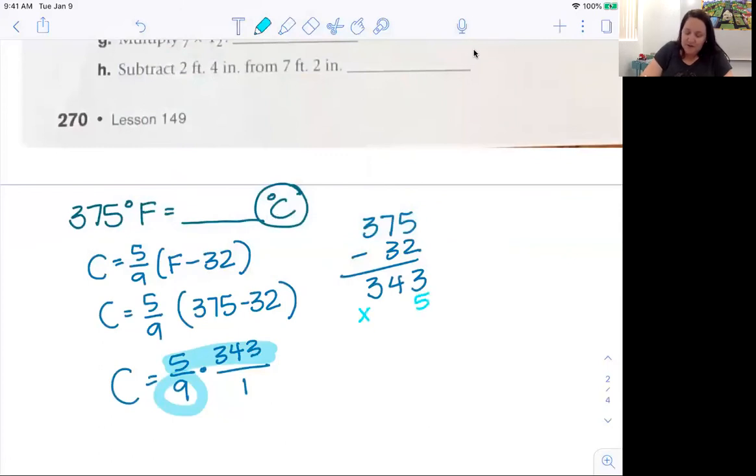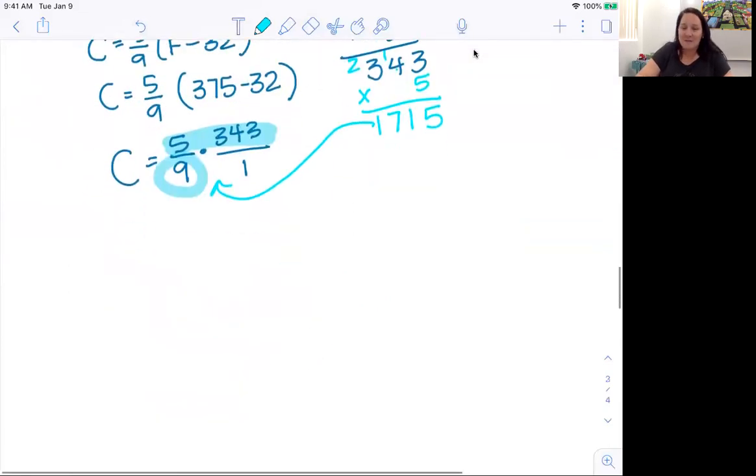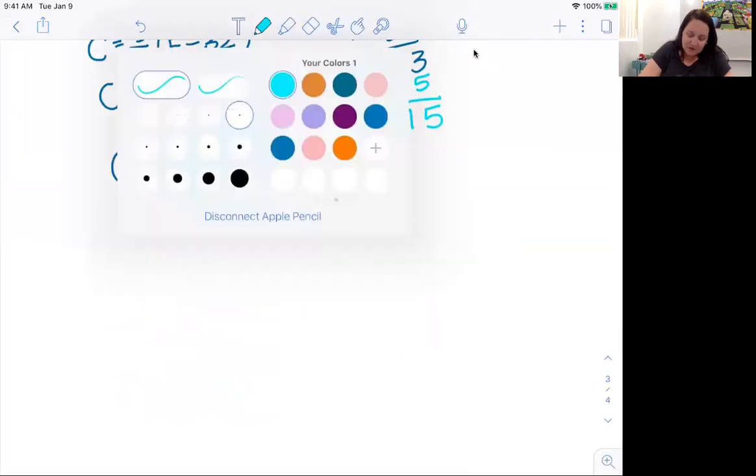343 times 5, I'm just going to use the 343 I already have there. 3 times 5 is 15, carry the 1. 5 times 4 is 20, plus 1 is 21. 5 times 3 is 15, plus 2 is 17. So I get 1,715, but that's not my answer. Now I have to divide by 9. I'm going to use a little bit of a darker color for you.